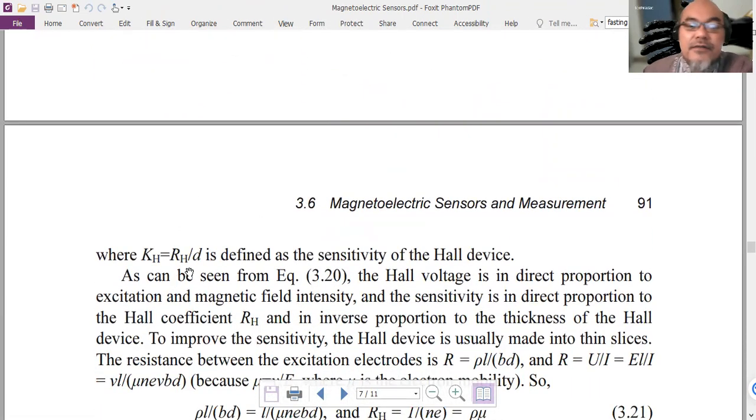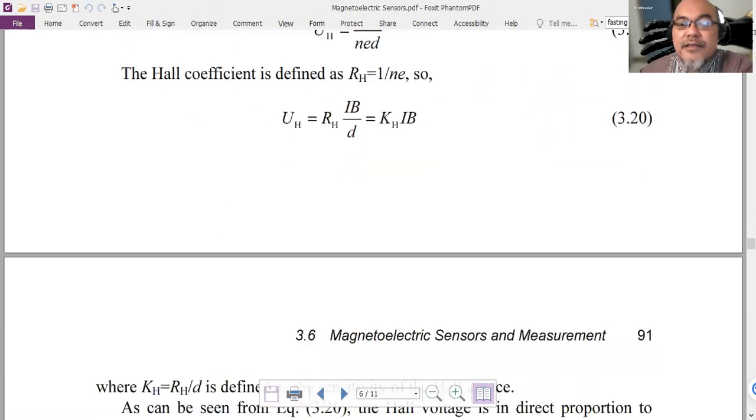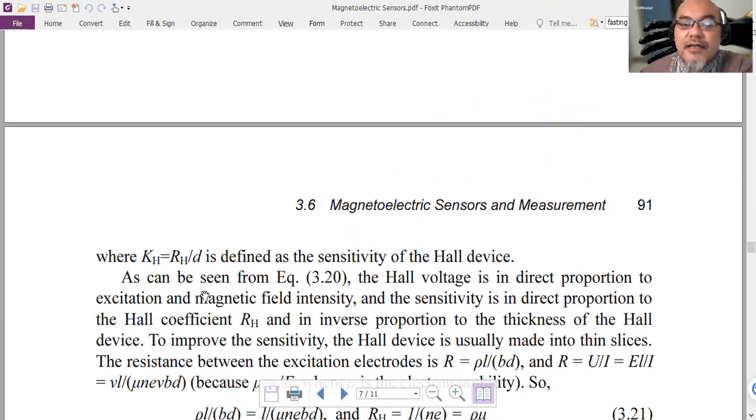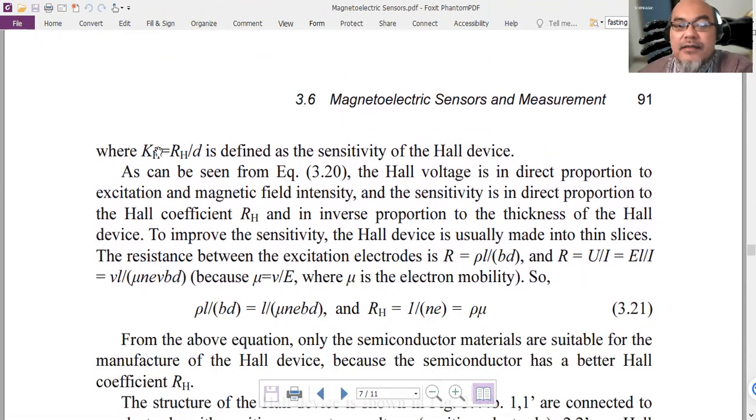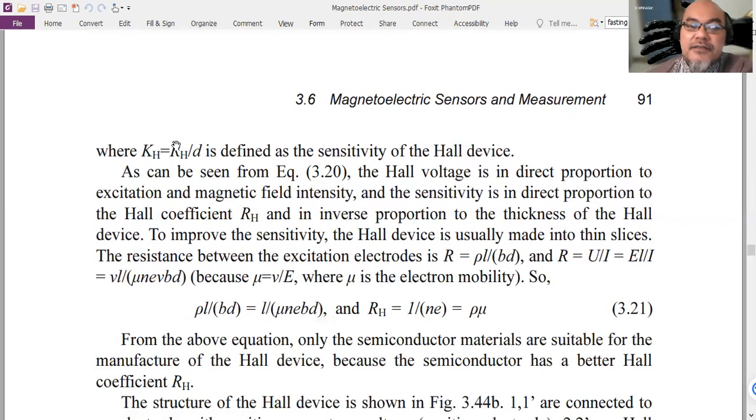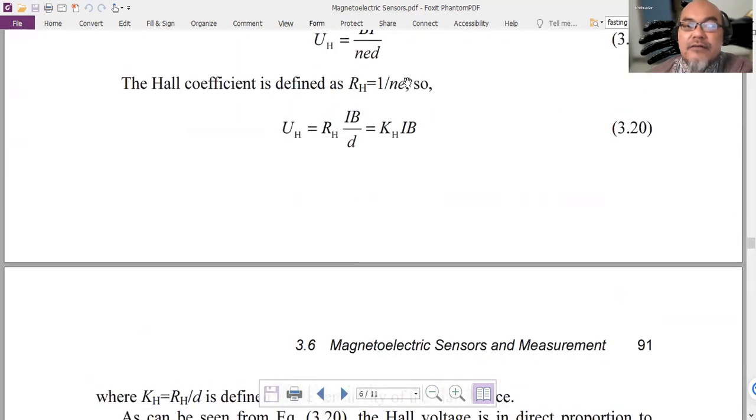So K_H equals R_H divided by d is defined as the sensitivity of that Hall device. From this equation, the Hall voltage is in direct proportion to the excitation current and the magnetic field intensity. And the sensitivity is directly proportional to the Hall coefficient R_H, which is basically equal to 1 over nE.